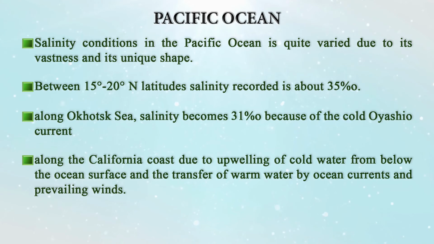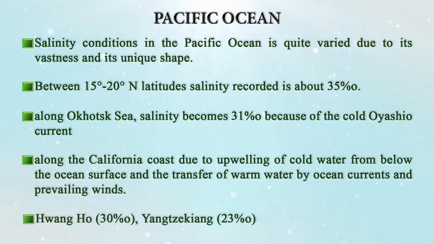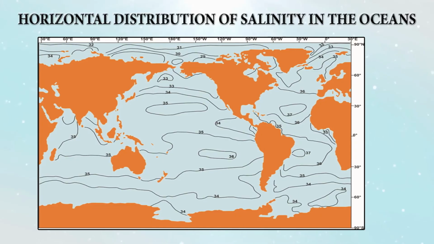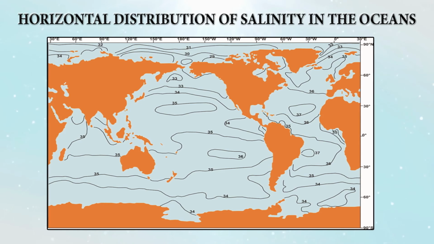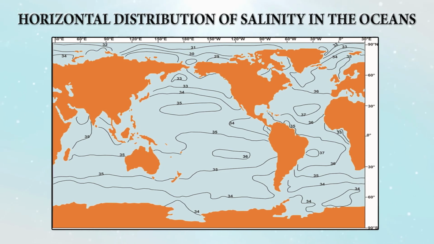Along the California coast also, due to upwelling of cold water from below the ocean surface, salinity is decreased, and the transfer of warm water by ocean currents and prevailing winds also affects salinity in this Pacific Ocean. Similarly, at the mouths of giant rivers like Huang Ho and Yangtze Kiang, salinity is quite low compared to the adjoining latitudinal zones. Now you can compare, in this map you can see different oceans and compare them once again to have a detailed understanding of the horizontal distribution of salinity.